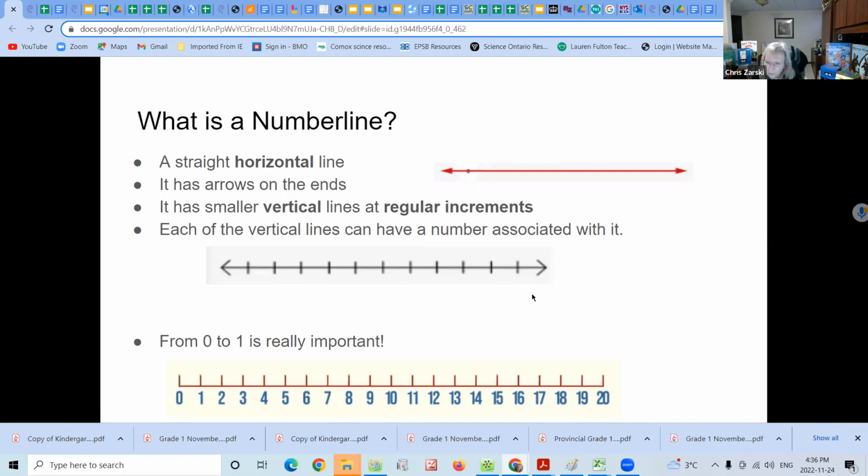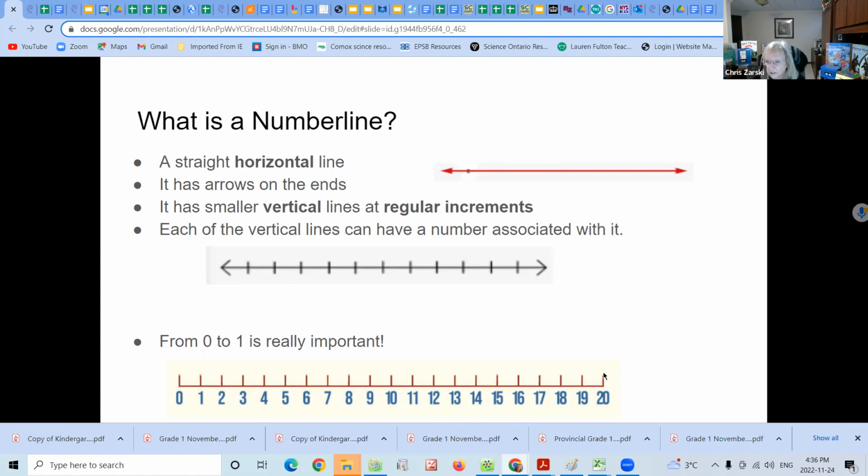And often we don't do that. We just assume that, oh, it's intuitive. It isn't for all the children. The most important part is right here, from 0 to 1. 0 to 1 tells me how far everything is going to be incremented after that.